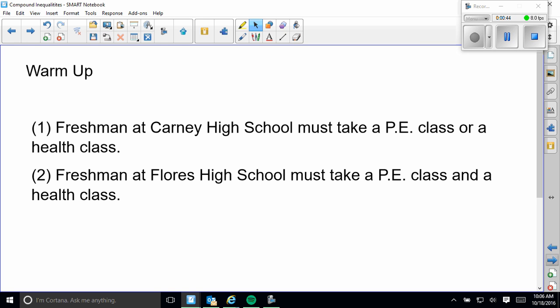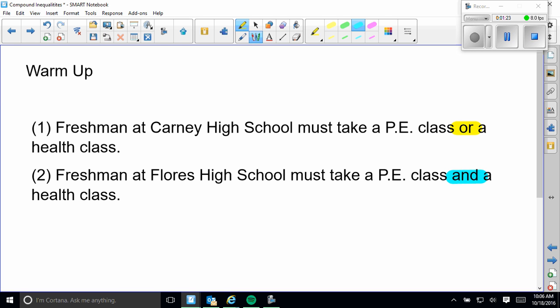As you can see in the first one, the freshmen at Kearney High School are required to take a PE class or a health class. But the freshmen at Flores High School must take a PE class and a health class. I want you to write down: if Joe is a freshman at Kearney High School, will he take a PE class? Write down your answer.